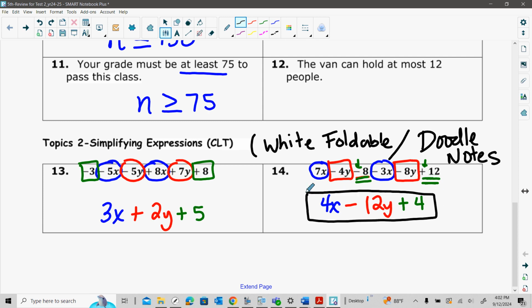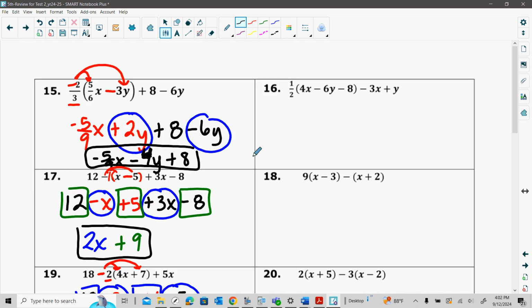So here we're just combining, but when we go to the next page, now we have to remember to distribute first, then combine. So like on number 16 here, I'm distributing, the parentheses is indicating distributive property. To get rid of those parentheses, I have to distribute the number in front, this 1/2, to each term, and pay attention to our sign.